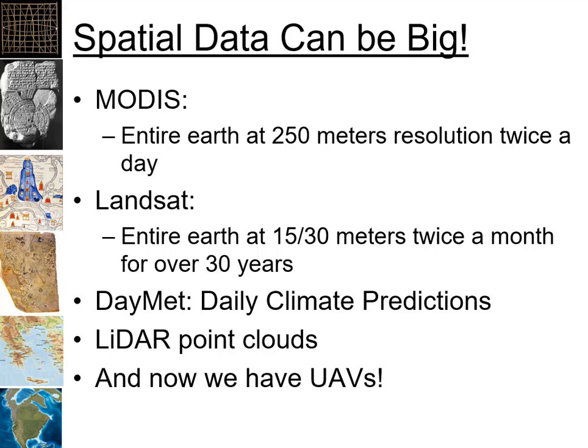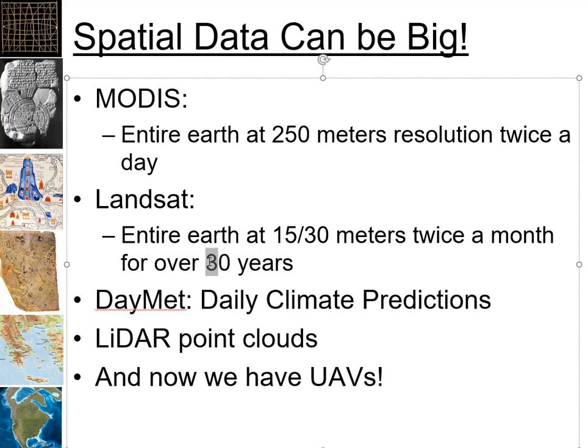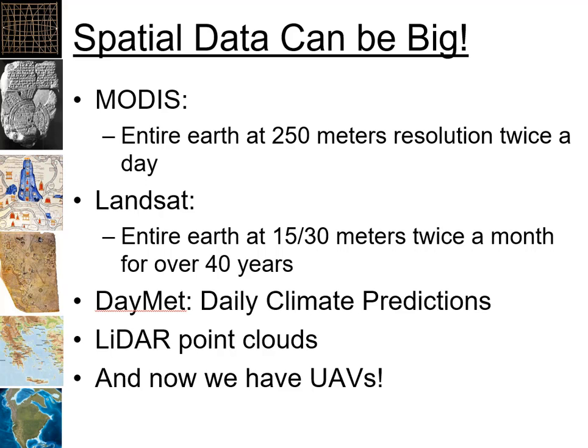The data sets that we have can be really big. We have MODIS circling the Earth at 250 meters per pixel twice a day. Huge amount of data that is literally pouring down onto the internet for us to access. Landsat, I don't know why that says 30. It should now be over 40 years. Has the entire Earth at between 15 and 30 meters twice a month.